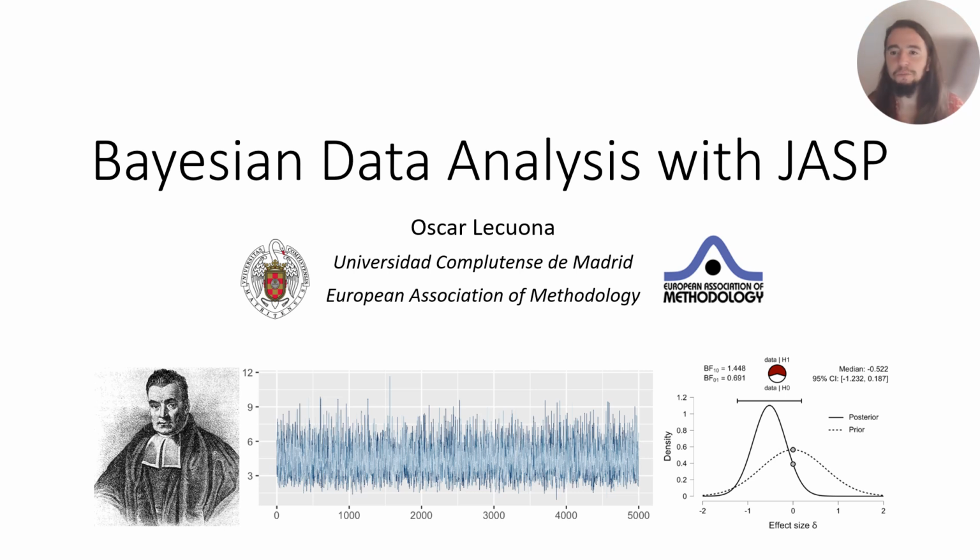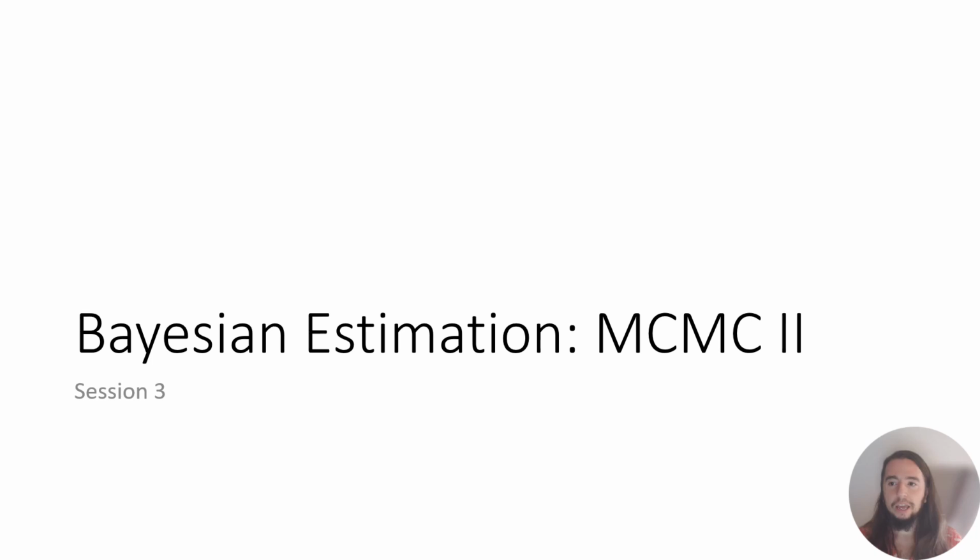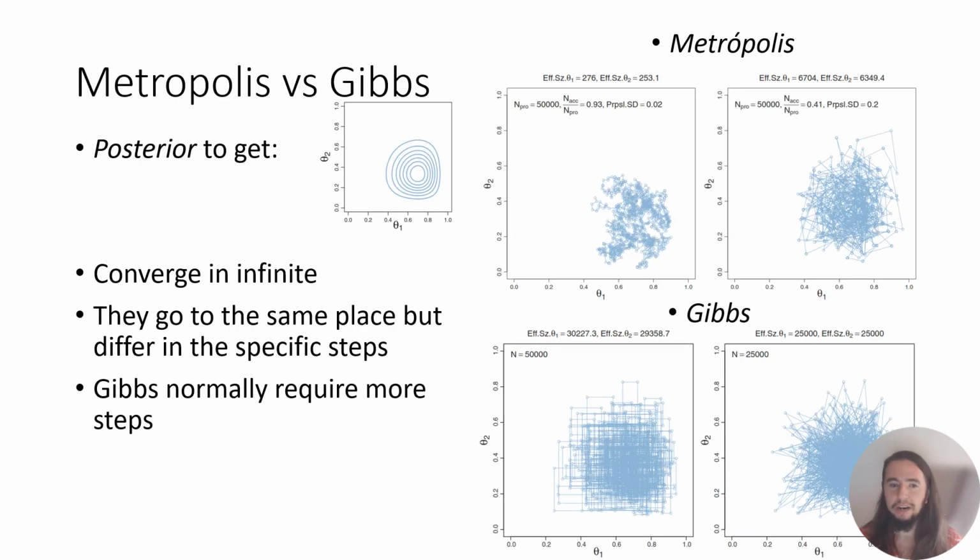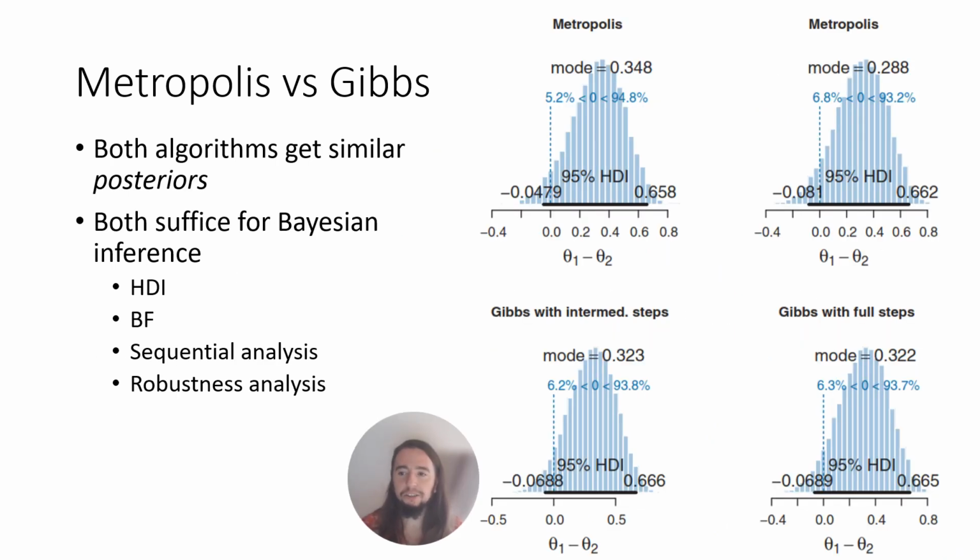Okay, so let's move on into how to diagnose and how to implement, from a technical point of view, MCMC. Just as a quick reminder, we have two ways: the Metropolis algorithm and the Gibbs sampler. They are very similar, and they converge in the infinite, getting to the same place, but normally the Gibbs sampler is more used. As you can see here, the results are very similar regarding inference: point estimates, highest density intervals, and also the shapes of the distributions.